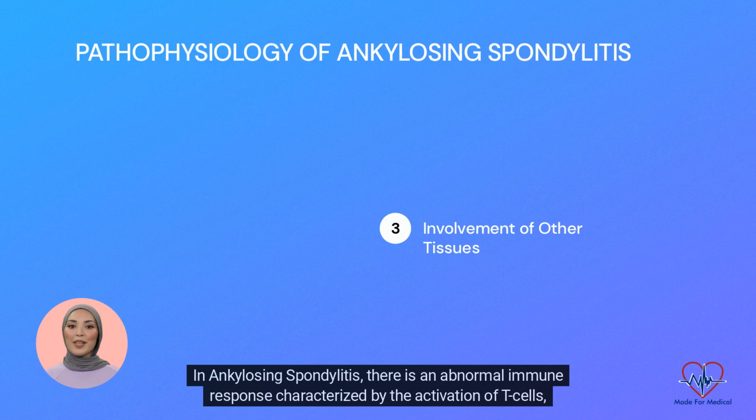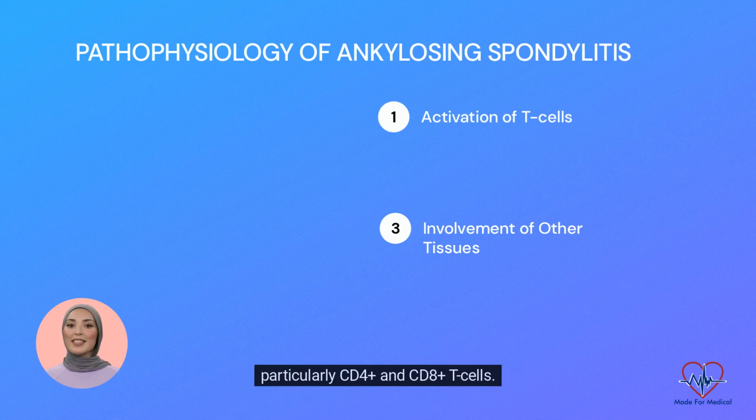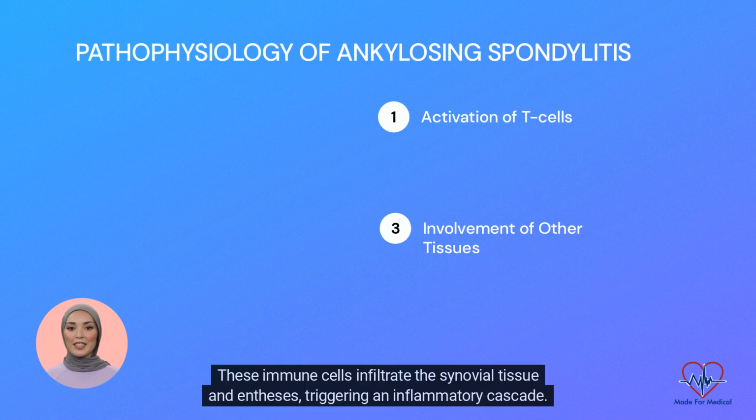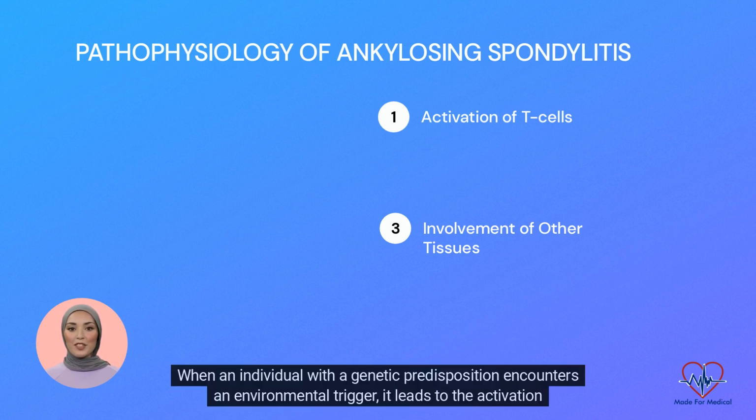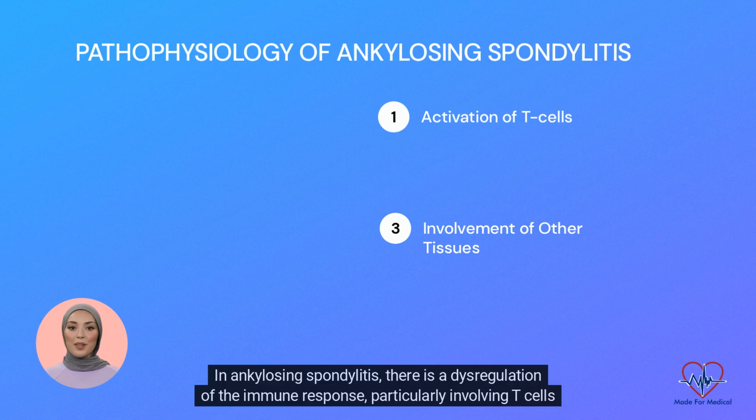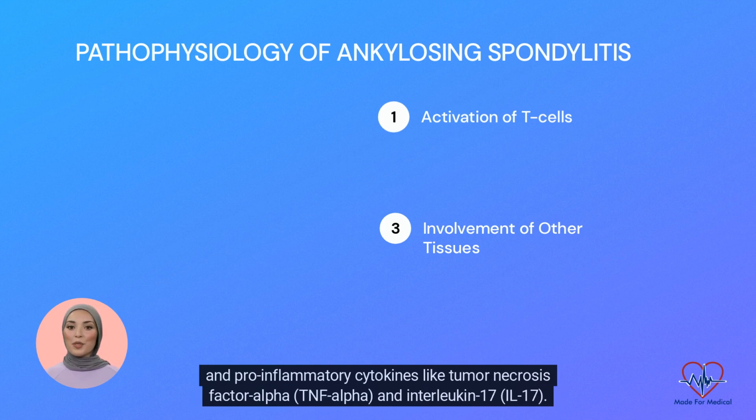In ankylosing spondylitis, there is an abnormal immune response characterized by the activation of T cells, particularly CD4 and CD8 T cells. These immune cells infiltrate the synovial tissue and entheses, triggering an inflammatory cascade. When an individual with a genetic predisposition encounters an environmental trigger, it leads to the activation of the immune system. In ankylosing spondylitis, there is a dysregulation of the immune response, particularly involving T cells and pro-inflammatory cytokines like tumor necrosis factor alpha, TNF-alpha, and interleukin-17, IL-17.